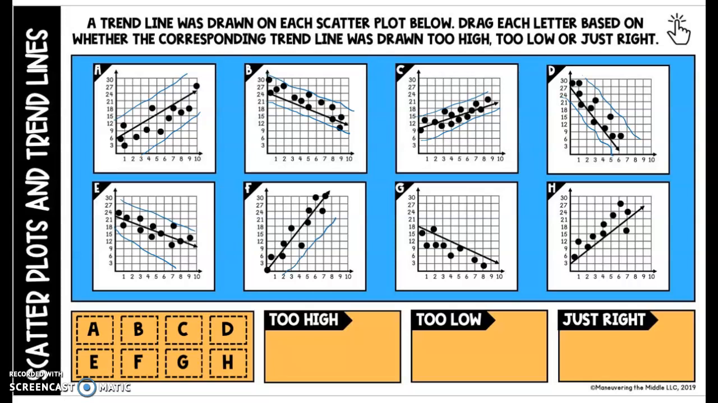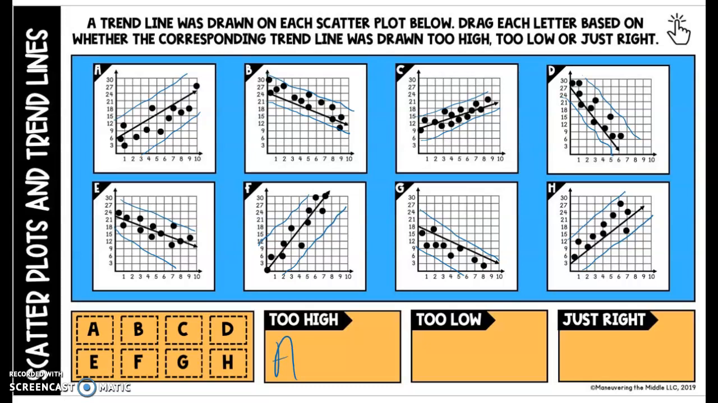Okay. So we have our trend lines. Now we're going to place them in the corresponding boxes. So A, that trend line looks a little high, so we're going to put that into high.